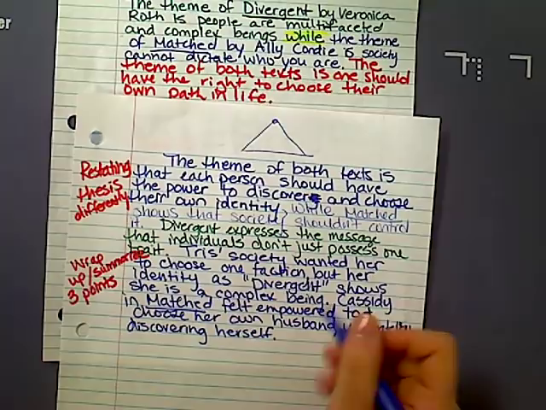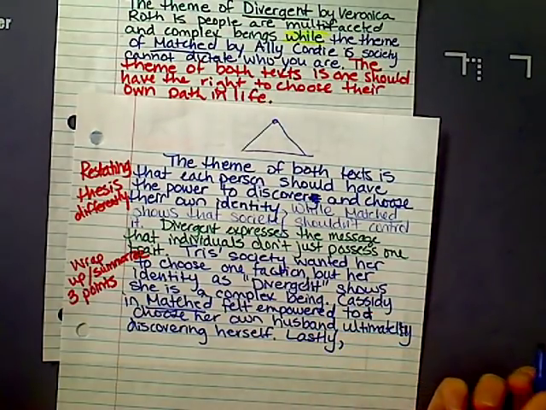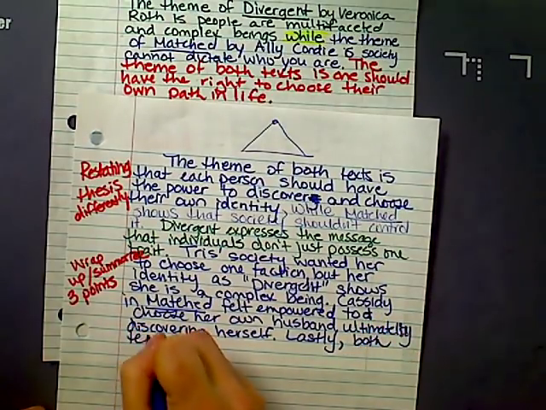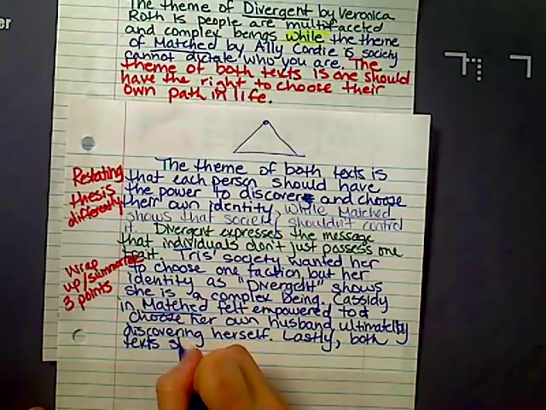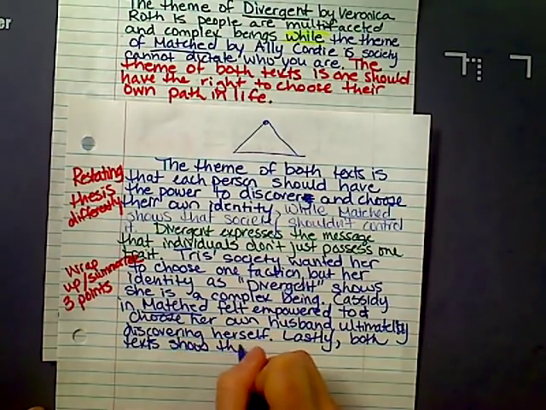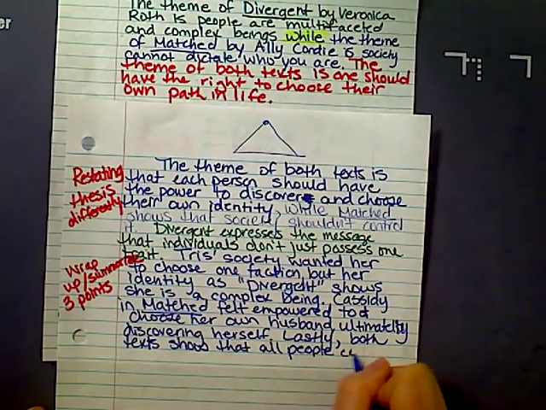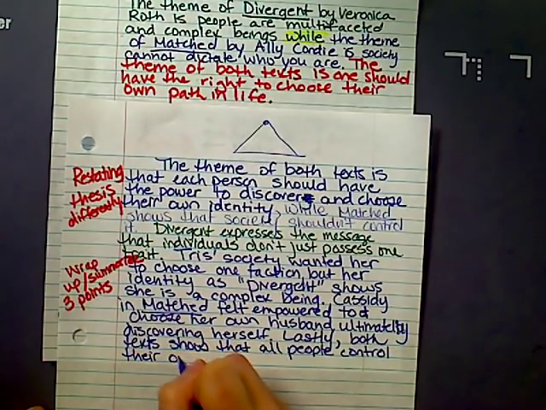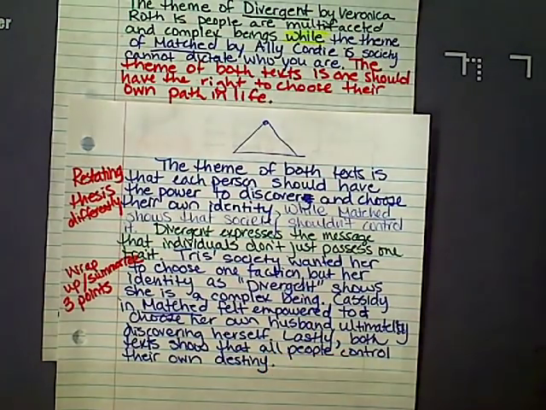Clearly, I'm digging into some details that were given in my body paragraphs. And then lastly, I'm going to give my third point. Both texts show that all people control their own destiny. So that's my third point. So at this point, I want to get very general, and I'm going to refer back to my hook.